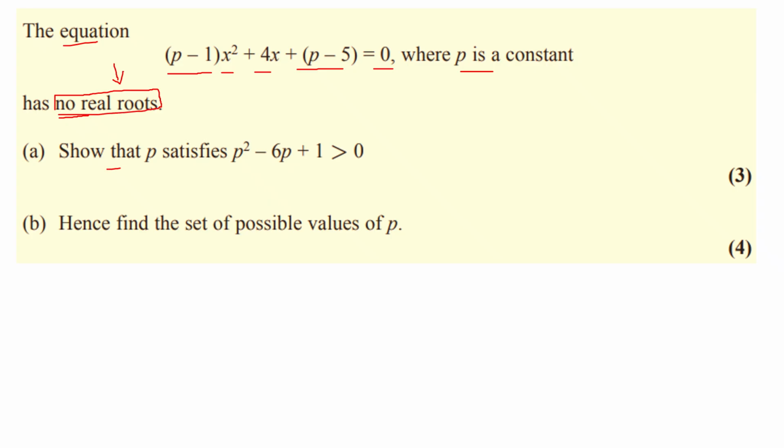Part A, show that p satisfies p² - 6p + 1 > 0. Well, if a quadratic equation has no real roots, it means the discriminant, the bit inside the square root of my quadratic formula, which is b² - 4ac, is going to be strictly less than 0, because I can't square root a negative number. That's not possible in what we call the real plane.